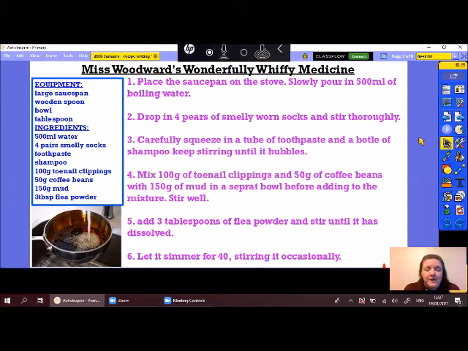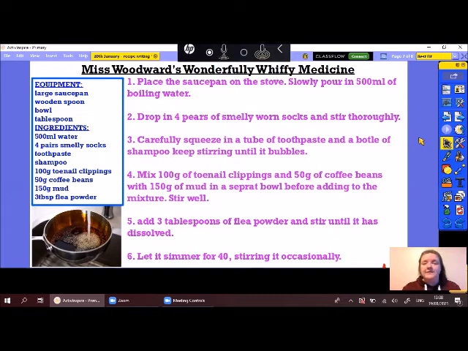Number 4. Mix 100 grams of toenail clippings and 500 grams of coffee beans with 150 grams of mud in a separate bowl before adding to the mixture. Stir well. Number 5. Add 3 tablespoons of flea powder and stir until it has dissolved. Number 6. Let it simmer for 40... I found an issue. Let it simmer for 40, stirring it occasionally. 40 what? I've missed a word.